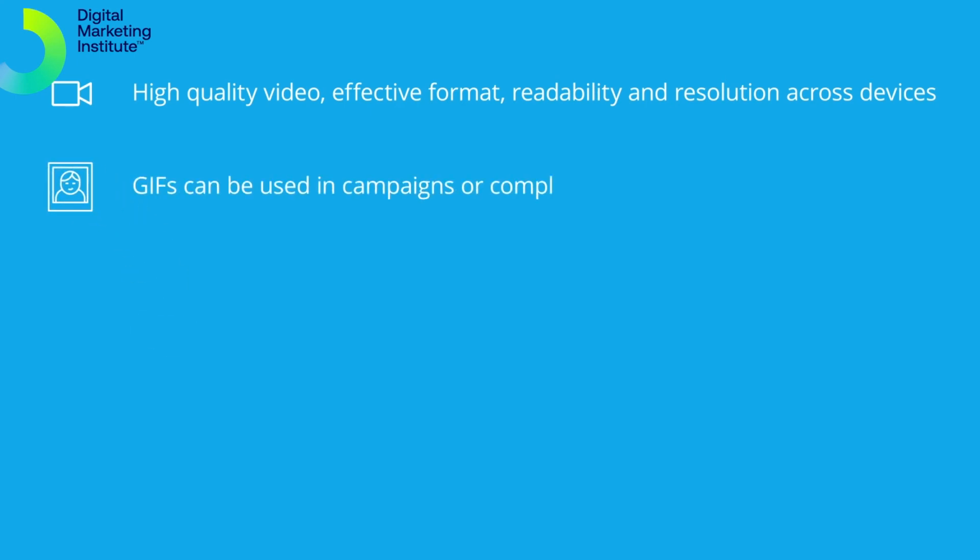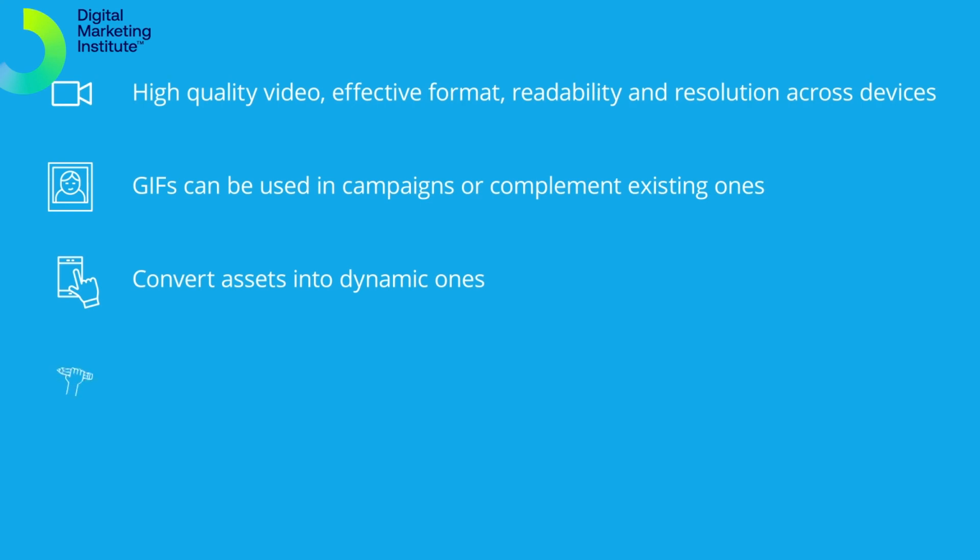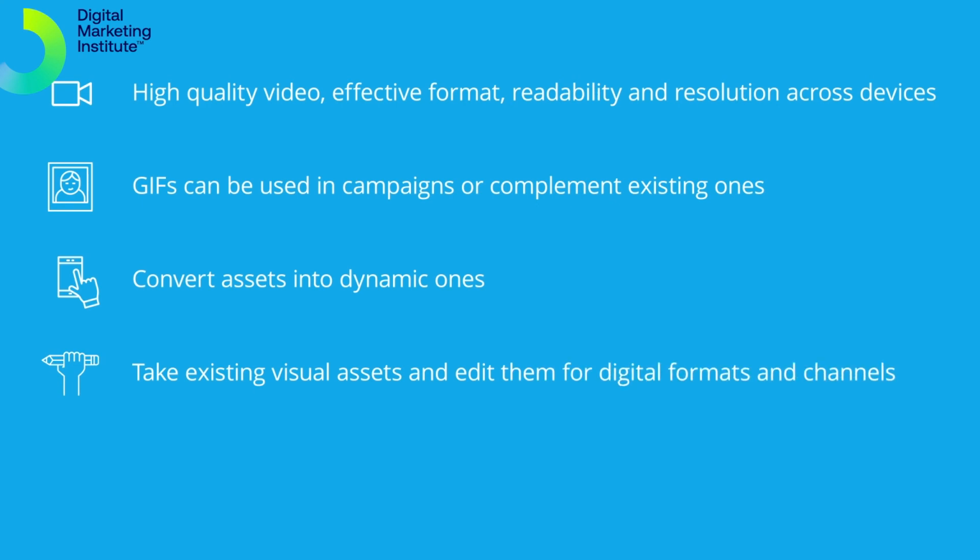GIFs can be captured out of video creative to be used in other campaigns or to complement existing ones. Convert existing creative assets into dynamic assets if appropriate. Examples of this would be on Facebook Canvas, where advertisers can create a rich mobile experience to target their audience on Facebook and Instagram mobile apps. Take existing visual assets, like TV ads, and edit them to suit digital formats and channels.